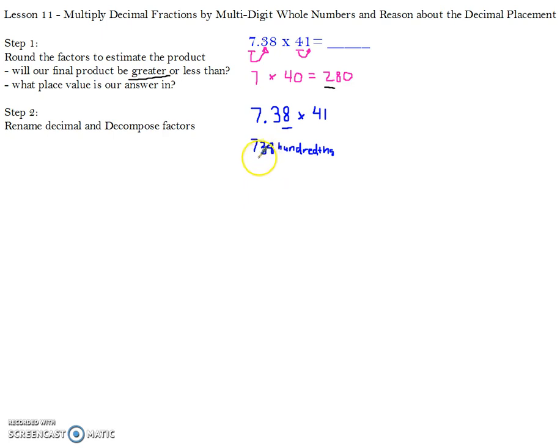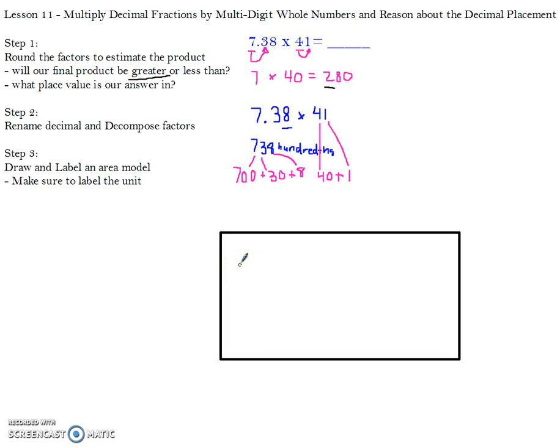So for the 738 hundredths, we would say we have 700 for the 7, plus 30 for the 3, and then our 8 is in the ones place, so that would be 8. And then we would want to do 41, so the 4 is in the tens spot, so that's 40, plus the 1 is in the ones spot, so that would just be 1.